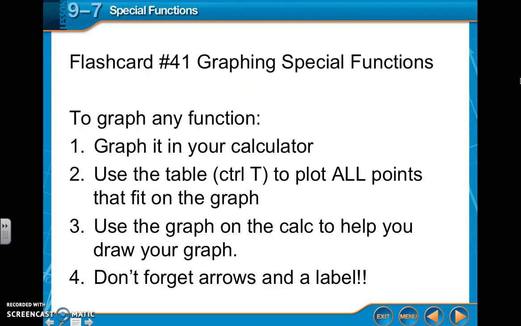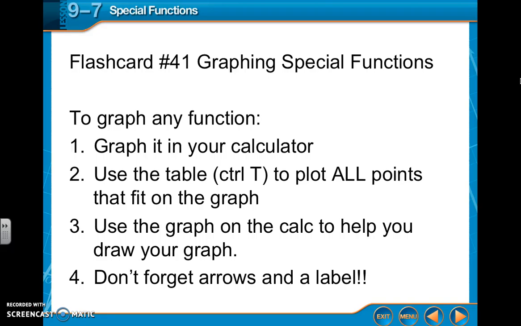So this is the presentation on graphing special functions, and we're going to start with flashcard number 41 that we set up in class. And under the column that says to graph any function, we're going to talk about how to do this. So special functions are going to be ones that we haven't graphed before and ones that really are kind of tricky to graph.